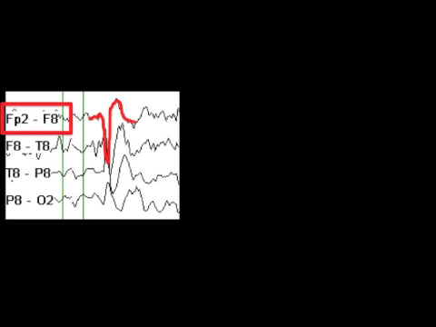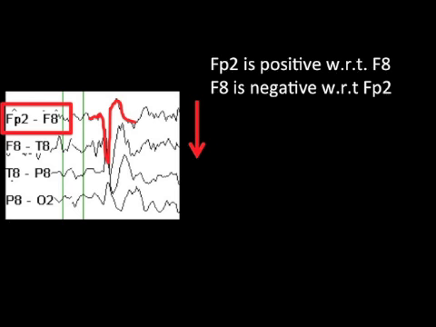The red line traces over the point of interest in the first channel. You can see that the sharpest waveform has a downward deflection in the FP2-F8 channel. Using our polarity rules, this would suggest that either FP2 is positive with respect to F8, or F8 is negative with respect to FP2. We'll have to look at more channels before we can come to any further conclusions.